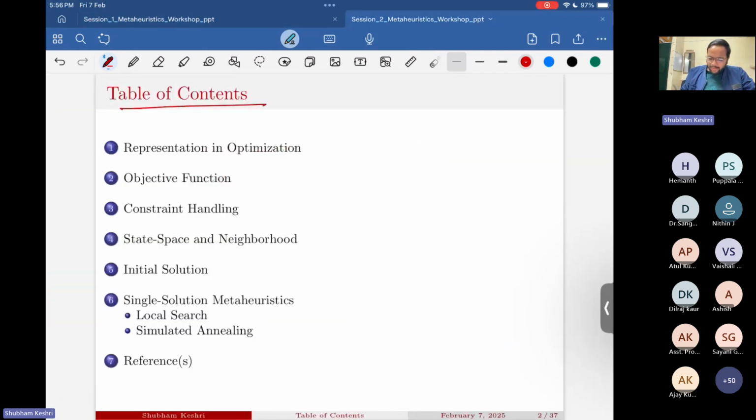We will not go through this content table today because you will not be able to understand it. We will go through this table the next day, tomorrow.